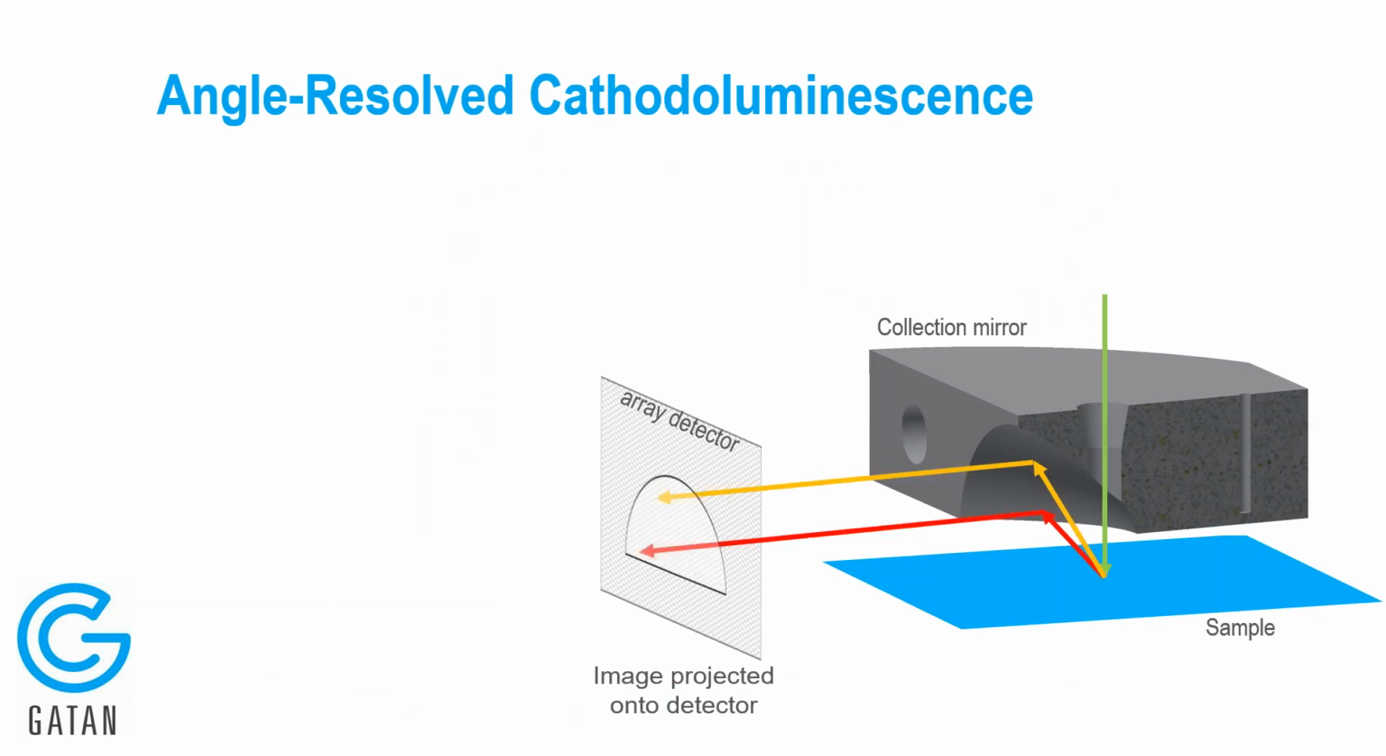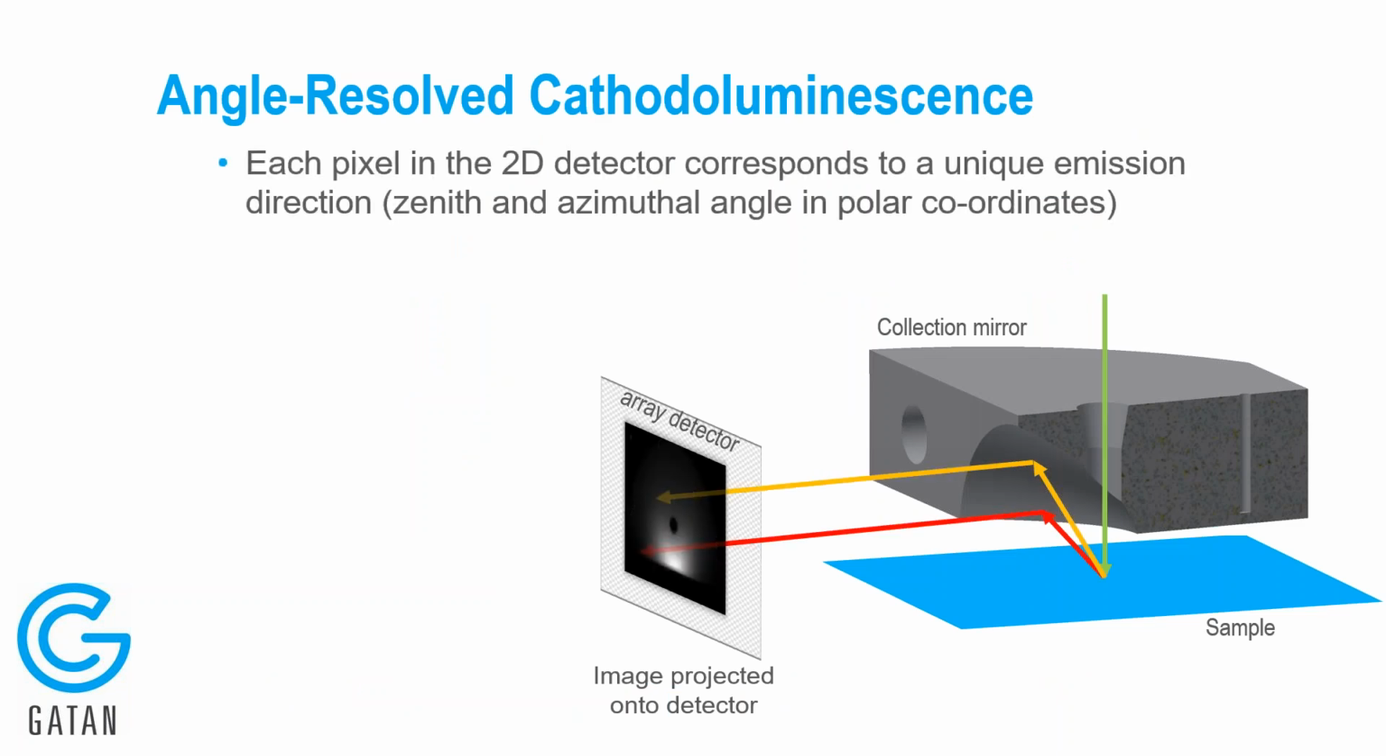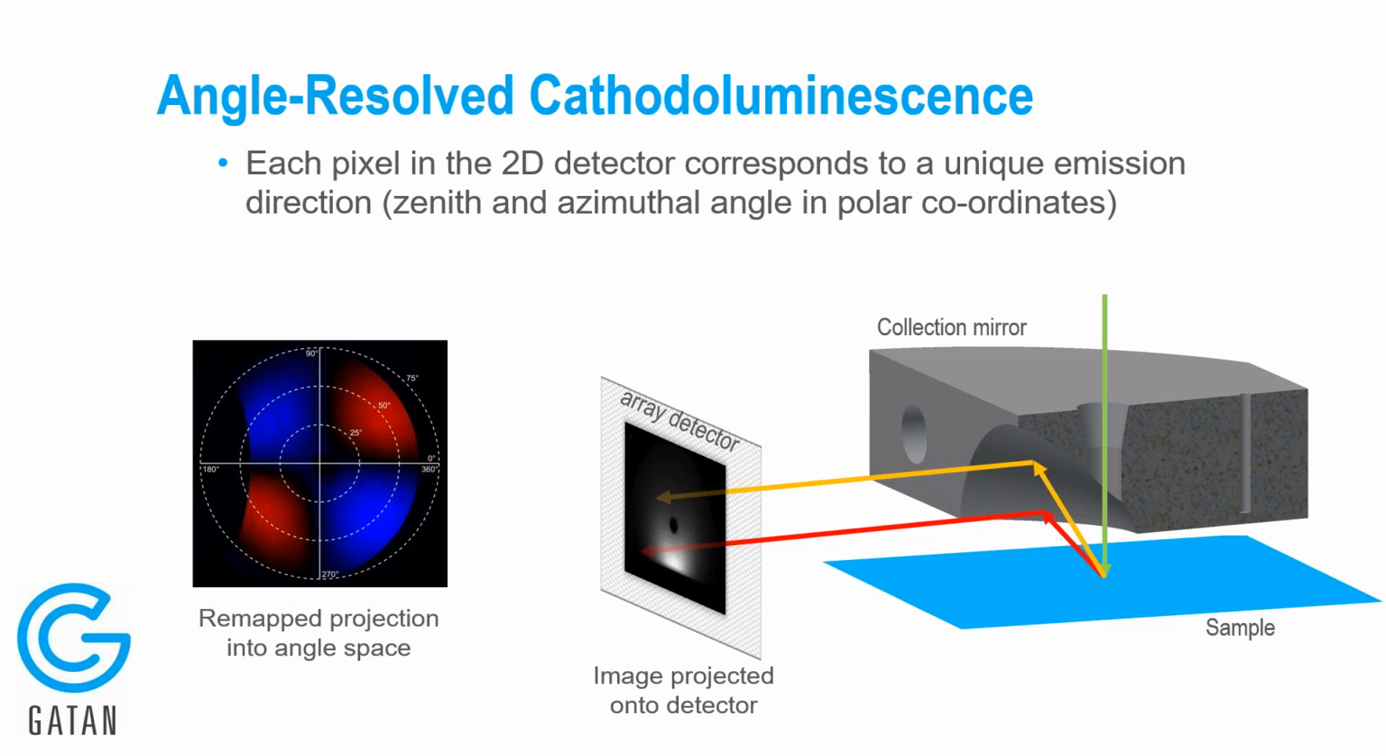So here is the light coming through the collection mirror, being reflected off of the mirror onto our array detector. Now, each pixel in this image on our array detector corresponds to a unique emission direction. A photon emitted in a particular direction ends up at a certain pixel in our detector. And we can calculate back, remap into angular space the direction in which light was emitted.